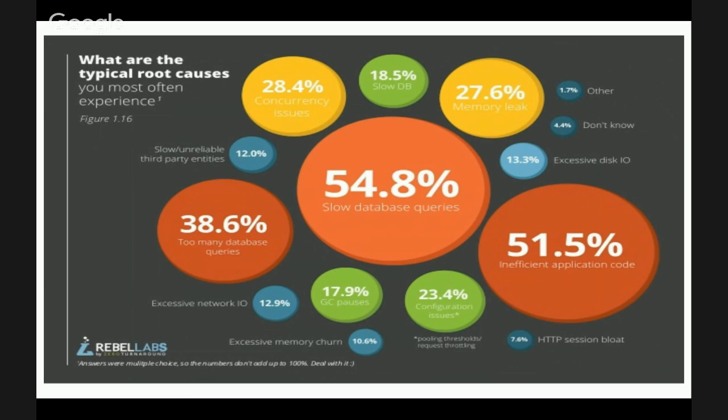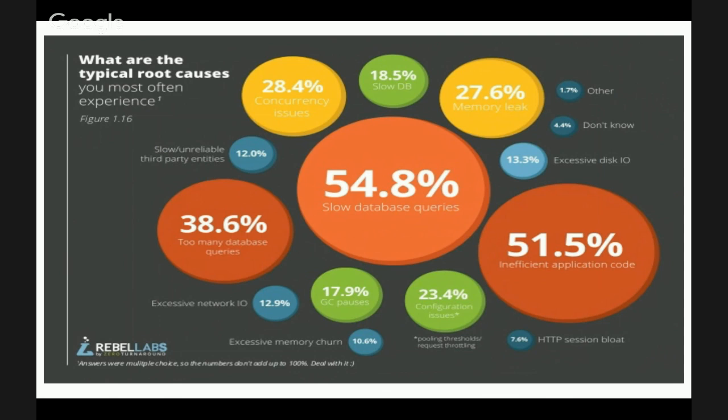The other reason we profile is because we believe we can find the root causes of performance issues by profiling. This is from a survey that Rebel Labs did, and we can see that database queries are in the center, the slow database, etc. But 51.5% of our root causes are believed to be because of inefficient application code. Inefficient application code is something you can see in a profiler. That's where profilers shine. Everywhere else, the water is muddied a bit, and you'll probably need to look at more than just a CPU profiler to see what's happening.